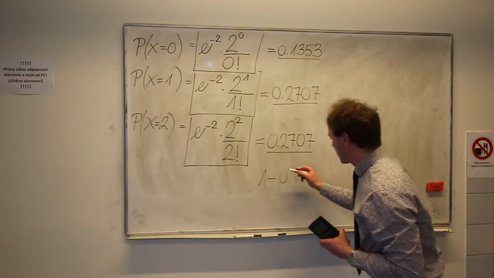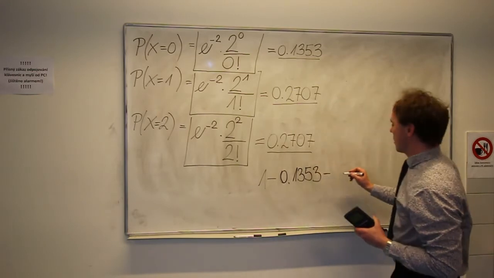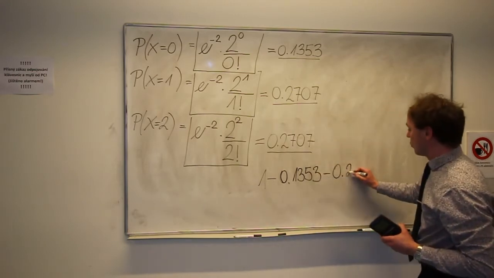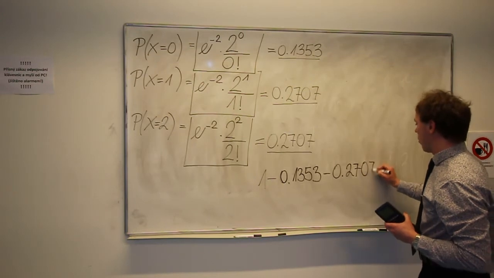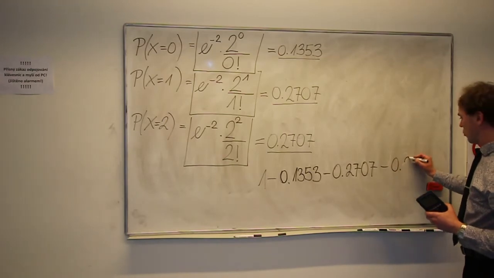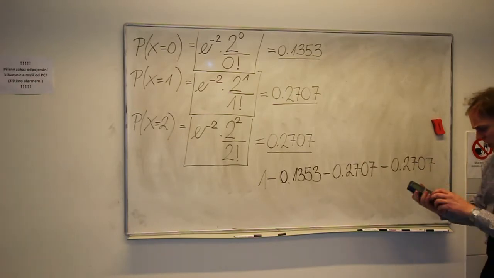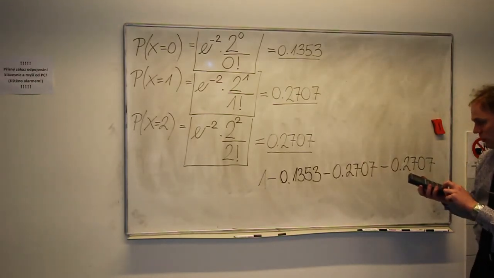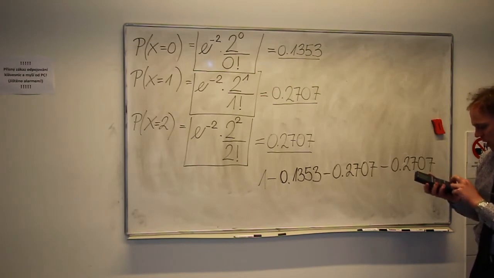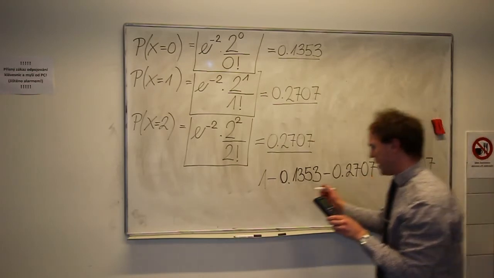0.1353 minus 0.2707 minus 0.2707. Okay, so result 1 minus 0.1353 minus 0.2707 minus 0.2707. Enter. 0.3233.